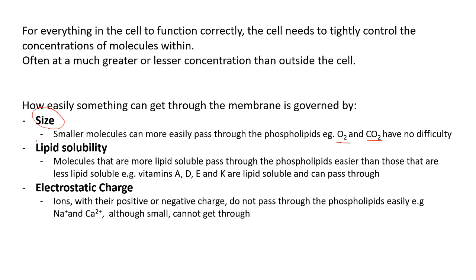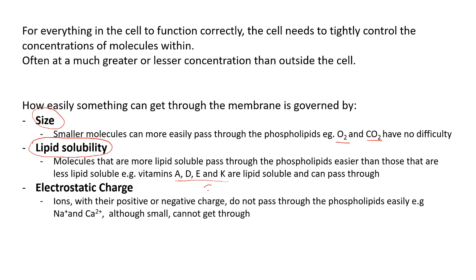Lipid solubility. So the phospholipids constitute the cell membrane. And if something is lipid soluble, it can get through them easier than those things that are less lipid soluble. So it just kind of dissolves its way through. For example, these 4 vitamins here, A, D, E, and K, are lipid soluble, and they can get through that membrane. Because these are lipid soluble, we can also store them in our fat.